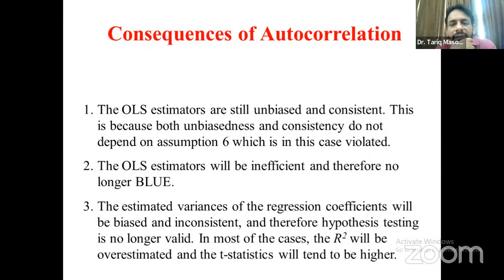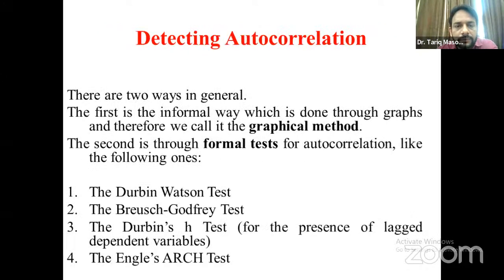Now the estimated variances of the regression coefficients will be biased and inconsistent, and therefore ultimately it will cause problems for hypothesis testing. In most cases, R square will be overestimated and the t statistics tend to be higher than normal values.